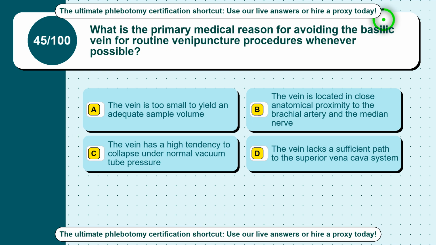Question 45. What is the primary medical reason for avoiding the basilic vein for routine venipuncture procedures whenever possible? Option A.